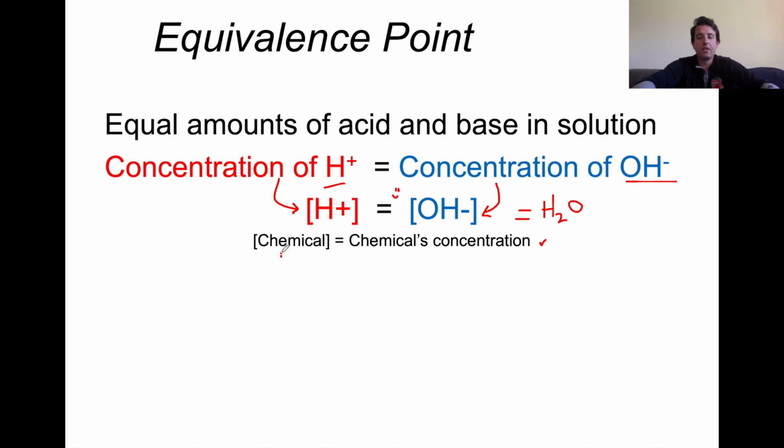Fun fact. And then, like I said, since you have H and OH in equal amounts, that means you're neutral. So your pH is going to be 7, which means neutral. Great. On to the next slide.